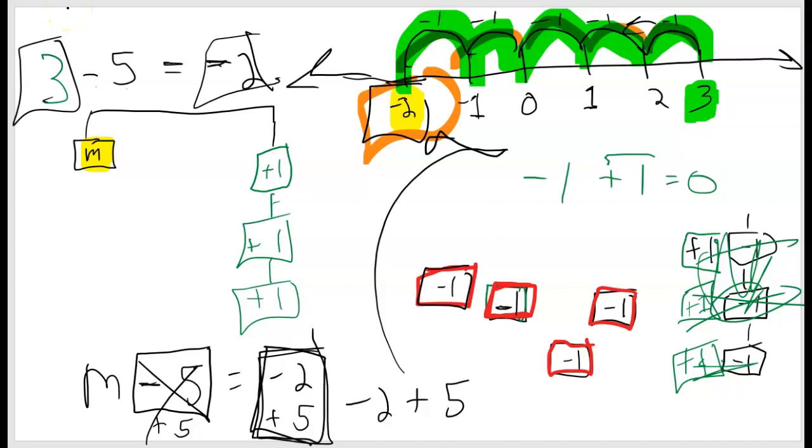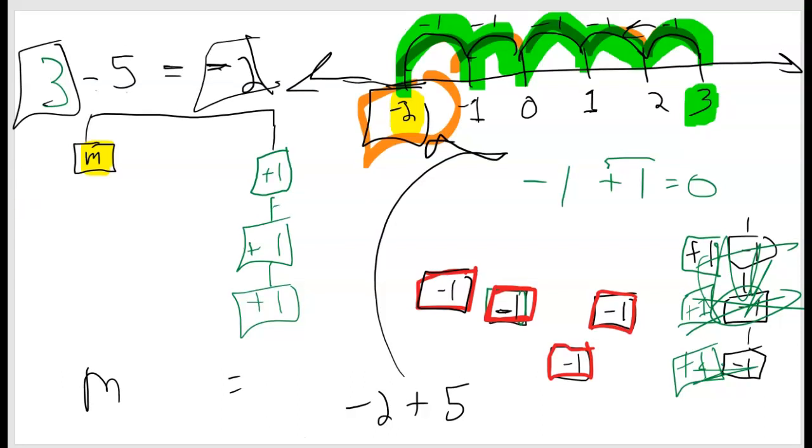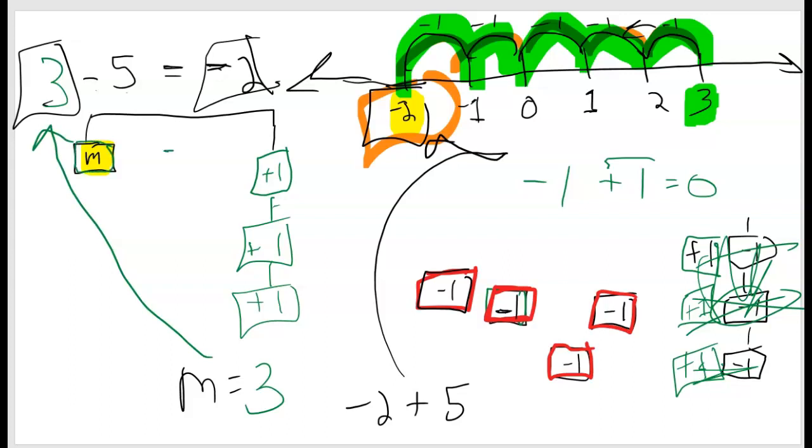So that's what this down here is going to be. Is this going to turn into a 3? Is that what we came up with last time? Did we come up with m equals 3? Because this goes away and we're left with m right here equals 3. Yep, that's what we did. m equals 3.